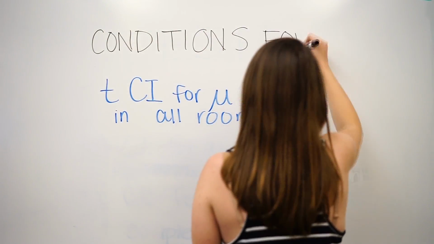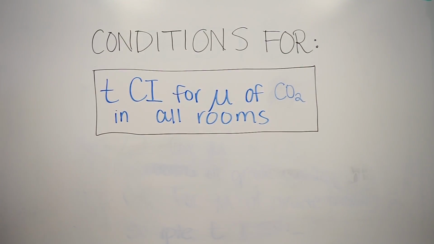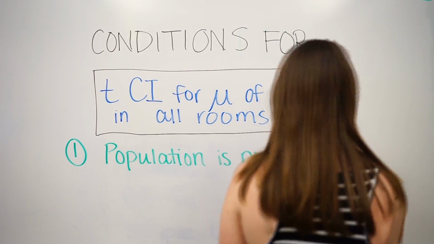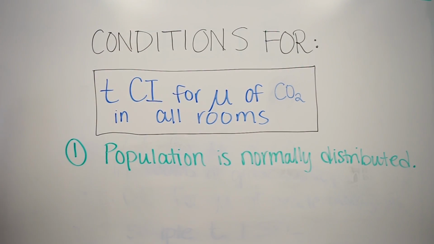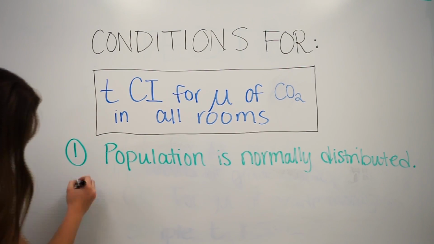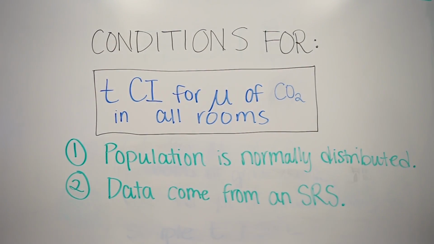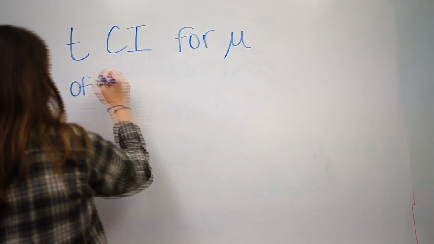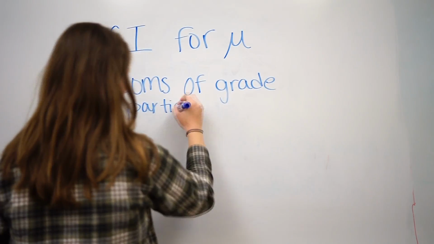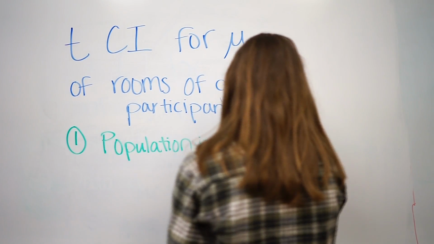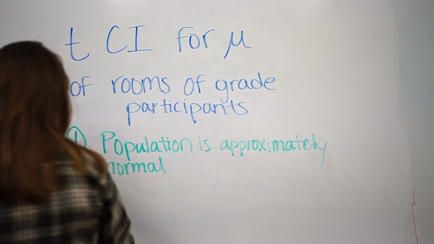The conditions for a TCI are that the data come from an SRS and that the populations are approximately normally distributed. We need to satisfy these conditions in order to ensure the validity of our tests. Now, for all of our TCIs, we were not actually able to conduct an SRS, so we didn't meet that condition for any of them.